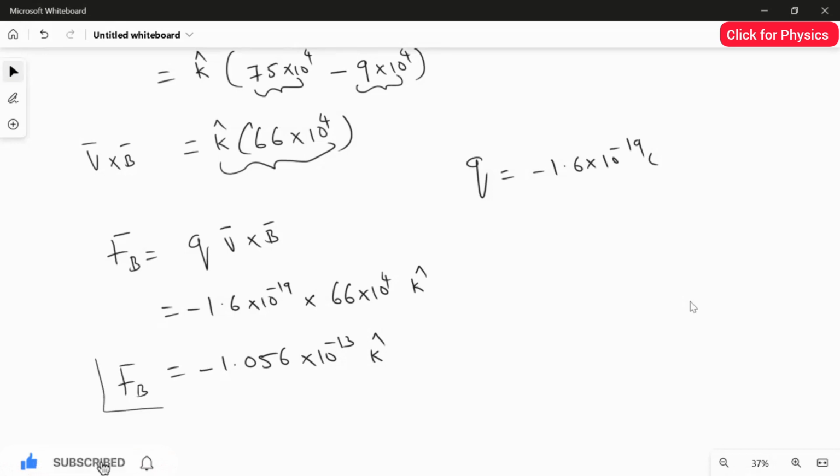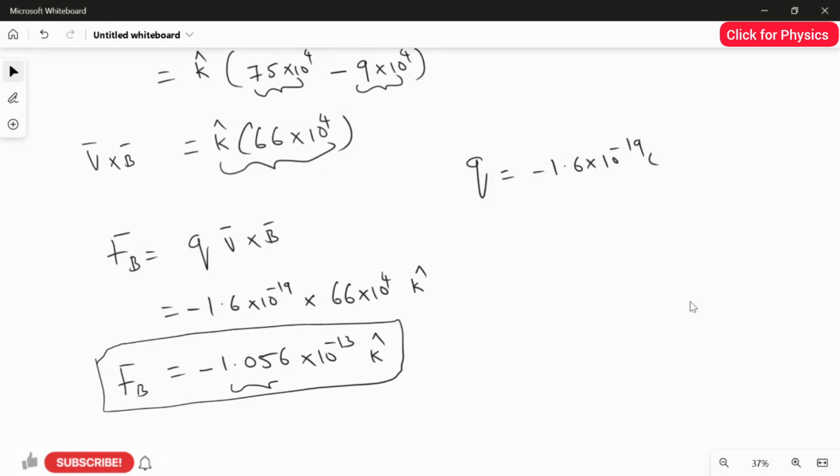So what did this answer exactly give? This answer has two pieces of information: one is the magnitude of the force as well as the direction of the force. So what's the magnitude? The magnitude is 1.056 multiply 10 power minus 13. And what is the direction? So here the direction we got negative and this is for K cap. So what does this K cap stand for? K cap stands for Z axis, right? So what is the direction? So negative of Z direction. Negative of Z direction is the direction of the force.